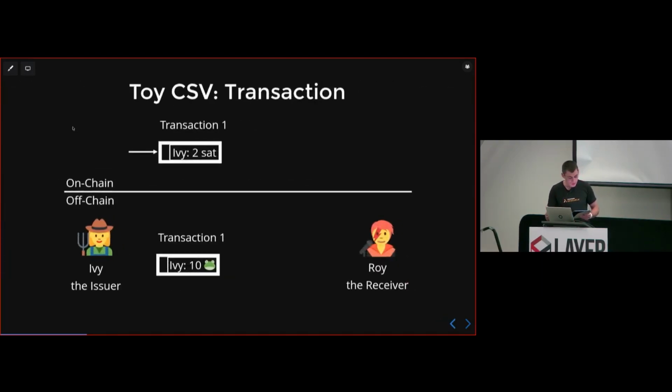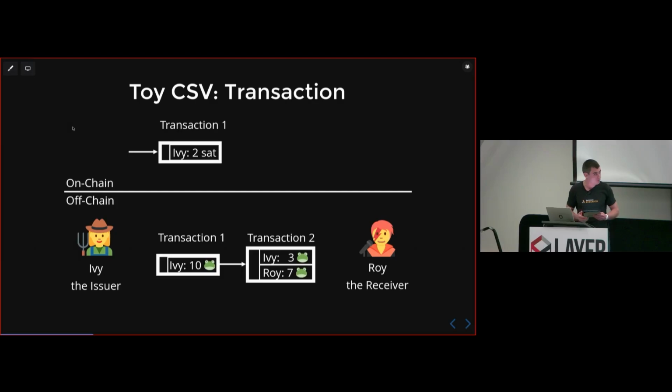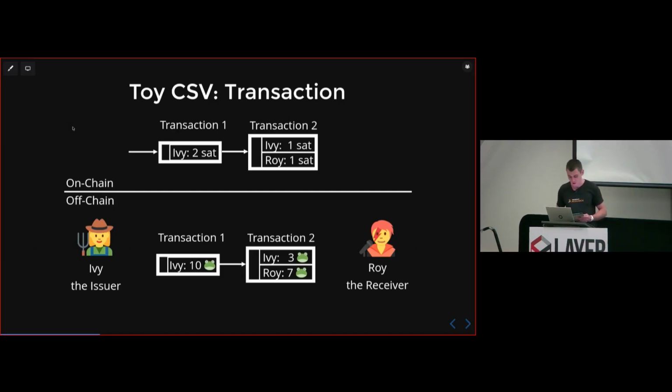Now, Ivy wants to send Froge coins to Roy the receiver. So she creates an off-chain transaction that sends some Froge coins to Roy. And to prevent double spending, she creates a corresponding on-chain transaction that commits to the Froge coin transaction and sends some arbitrary number of sats to Roy.